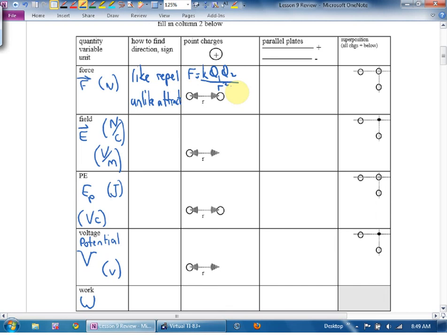What force equation did we use for parallel plates? I'll give you a hint. Find the other equation with an F in it, but you're going to have to get the F by itself. We used force equals QE, although often we didn't know the electric field. What was the electric field between parallel plates?